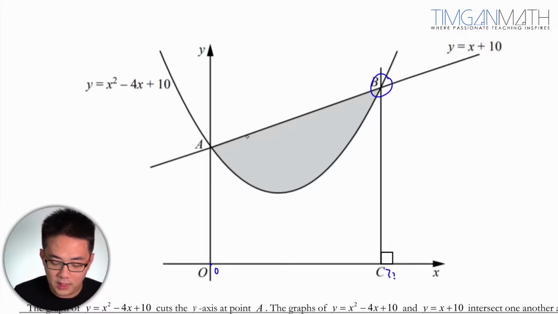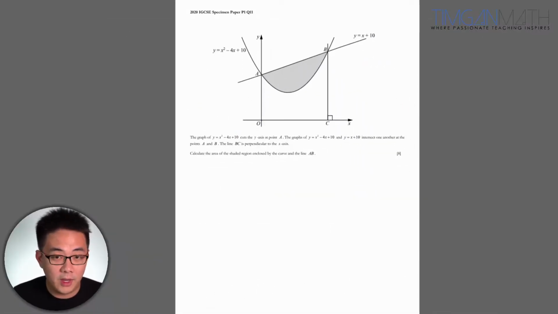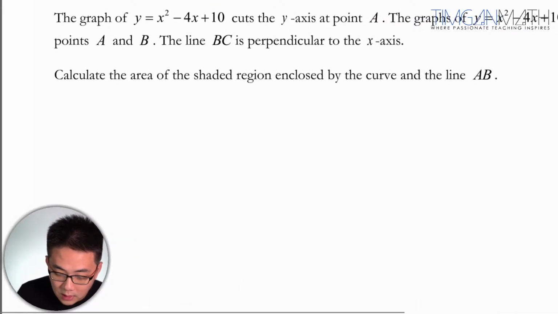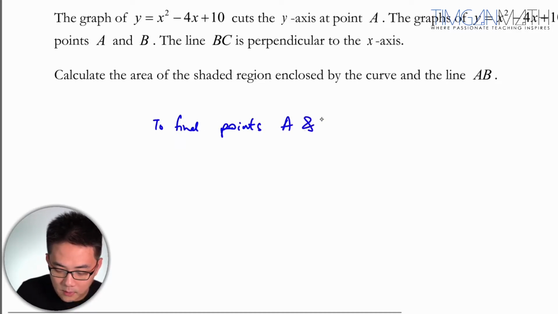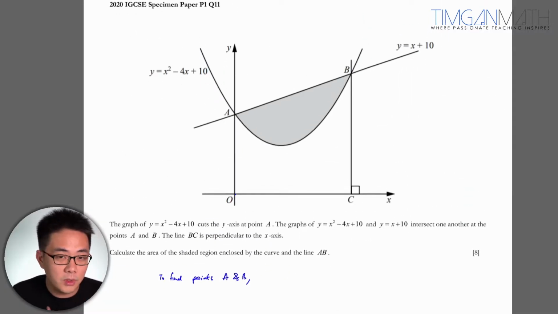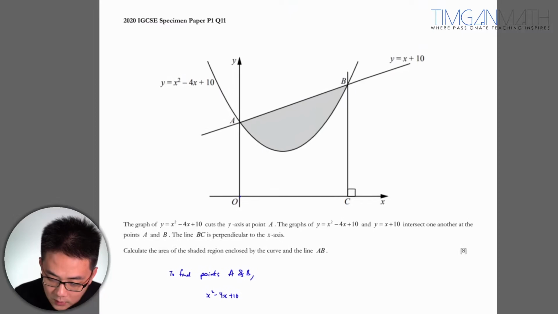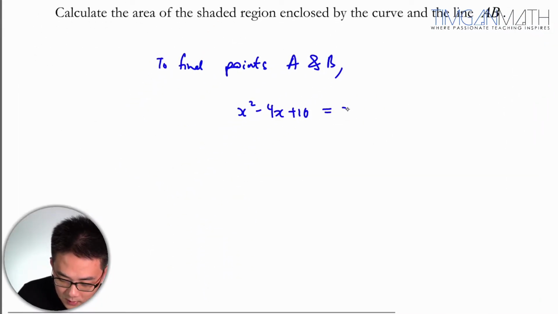You need to find the coordinates of A and B. That's the first step you must be able to identify. To find points A and B, what we're going to do is just equate them. So we need to find the x which satisfies both equations. So x squared minus 4x plus 10 equals x plus 10.